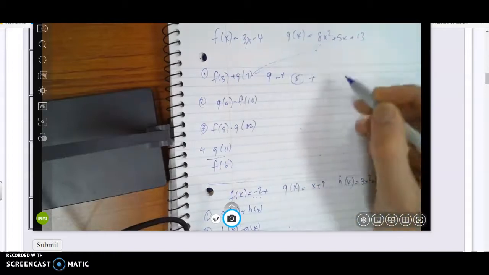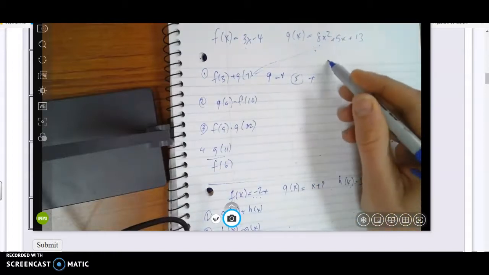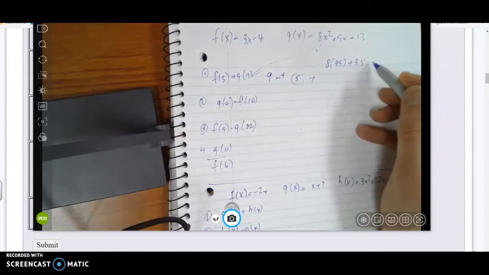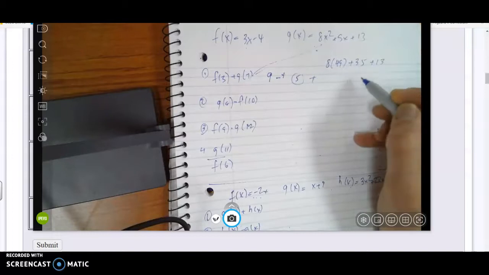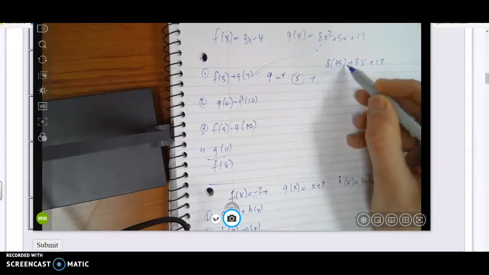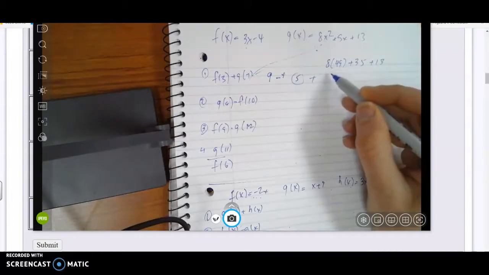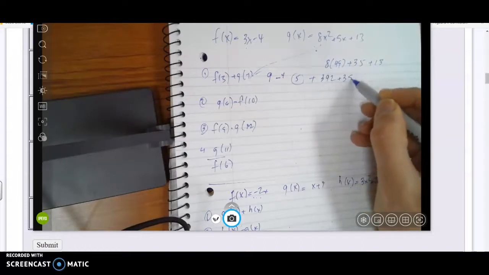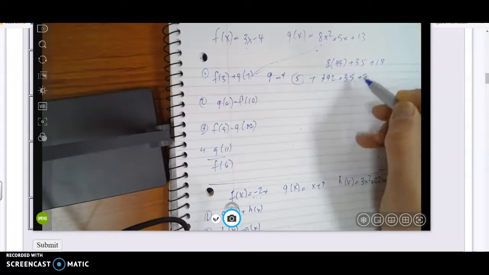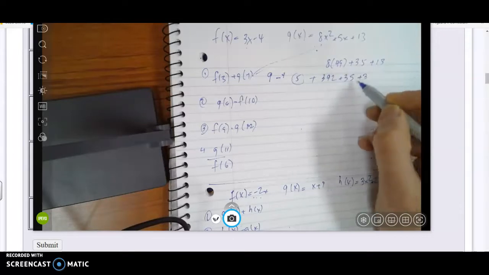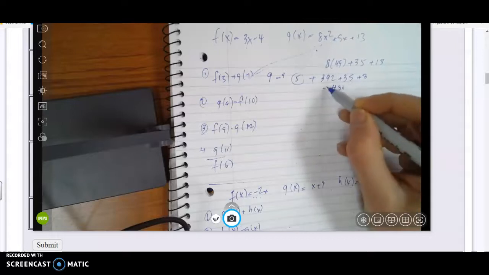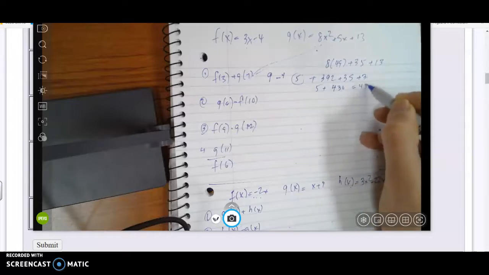So we put 7 in here, and we're going to get 8 times 49 plus 35 plus 13. We're going to get a really big answer for that. So 8 times 50 is 400. 400 minus 8 is 392 plus 35 plus 13. So we get whatever that answer is, we add that all together. It's going to be 430 plus 5 is 435.